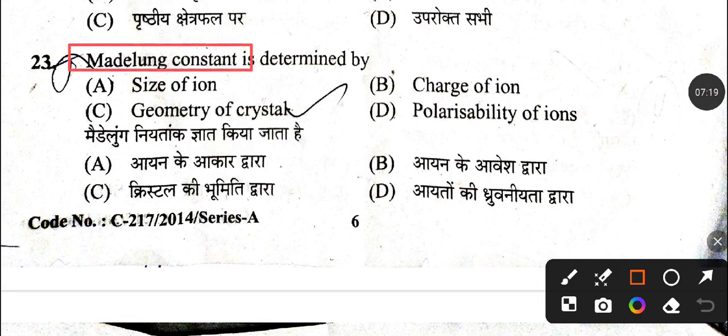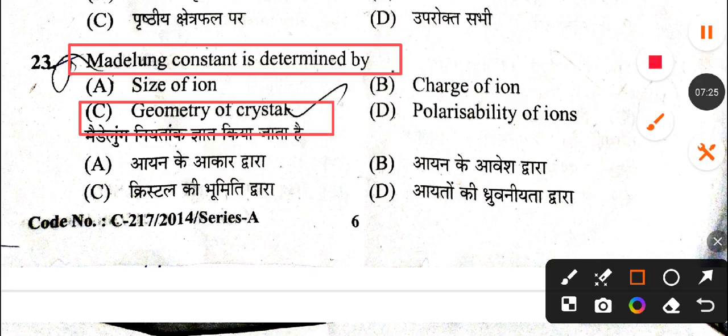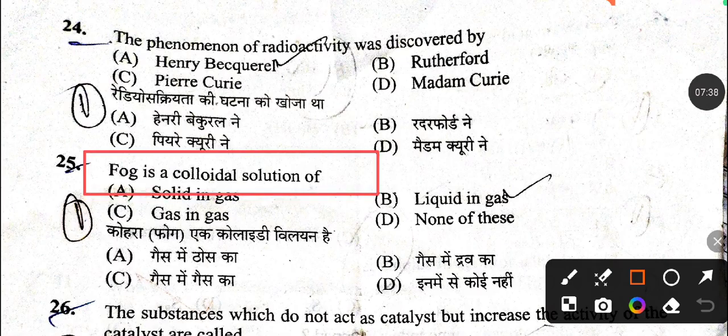Madelung constant is determined by, so it is related to the geometry of the crystal. Option number C is the right answer. Next question is, the phenomena of radioactivity was discovered by, so ये discovered किया था Henry Becquerel. Option number is the right answer. Fog is a colloidal solution of, so it is liquid in gas, is called fog.